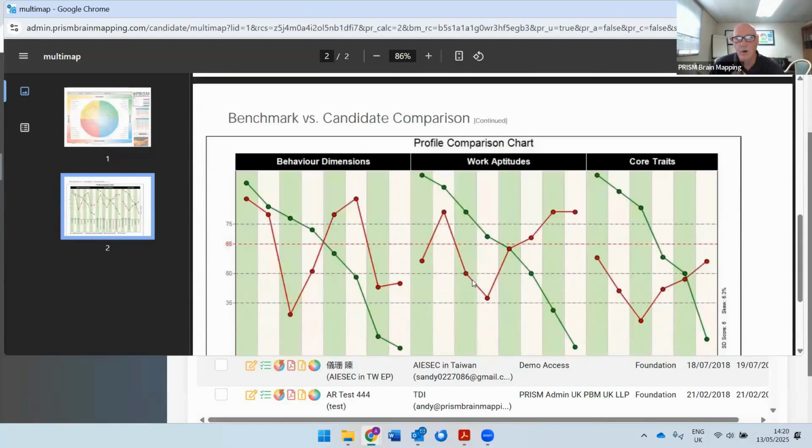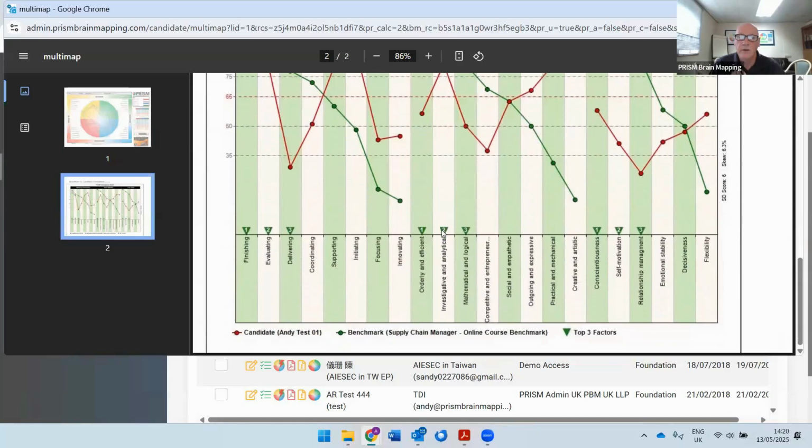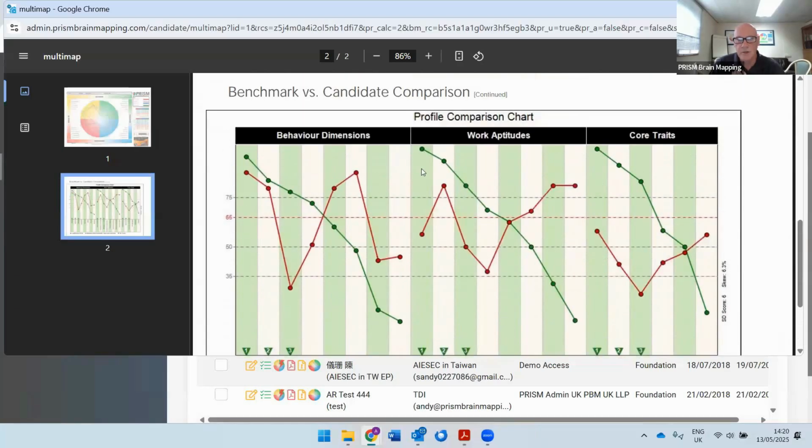We wanted a high level of orderly and efficient in terms of the work aptitude. It's much lower. And you can see here, this one's a perfect match, but it's in the center, so perhaps not a critical dimension anyway. But for the bottom two, where we wanted a certain level in the benchmark, the candidate is much higher in both of those. So a key question mark there.